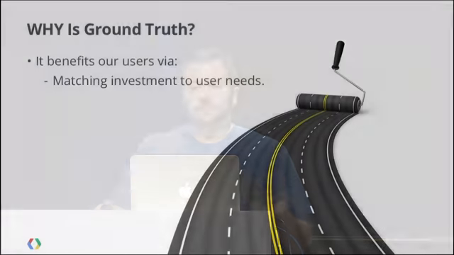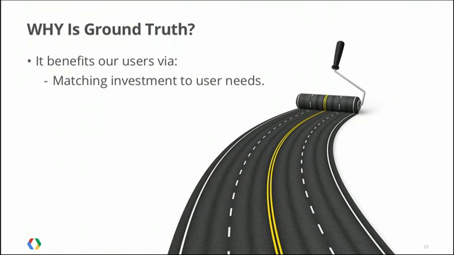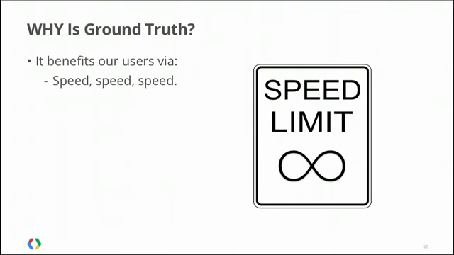We also get to match our investment to our user needs. Google's a very global company. We have users in a lot of different countries. Map data providers may or may not be investing in the same places that we really want to invest. So this lets us match up to our users much, much better. And then lastly, speed, speed, speed. This is a big theme of ground truth. We do things quickly, and it enables Google to do a lot of things quickly.